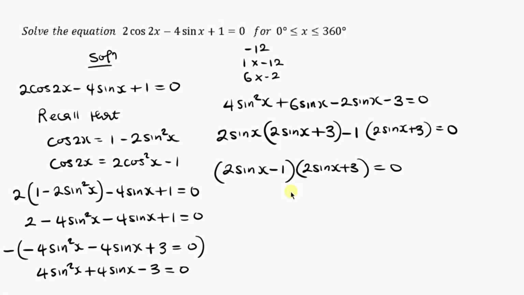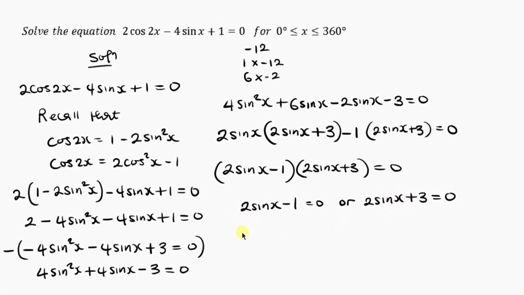Now, watch what will happen. I'm going to be equating what is in this bracket to 0. So this is 2 sine s minus 1 equal to 0. Or let's take what is in this other bracket, which is 2 sine s plus 3 equal to 0. Now let's solve this one first. We'll come back to this later.